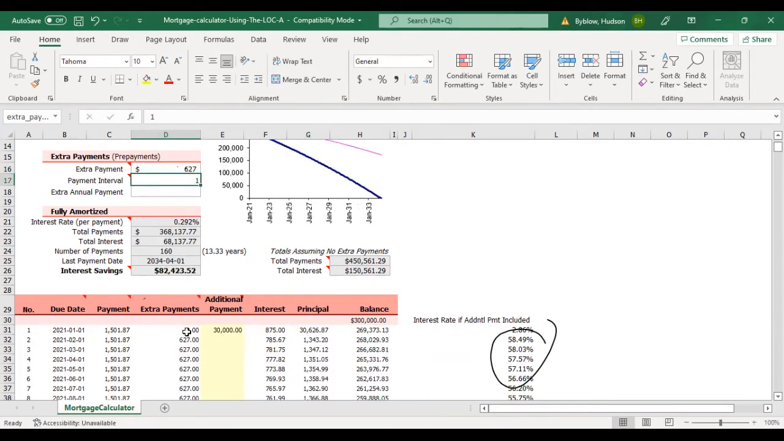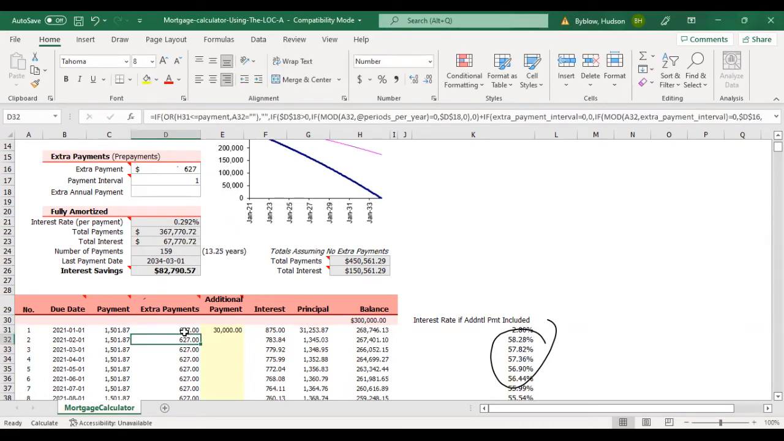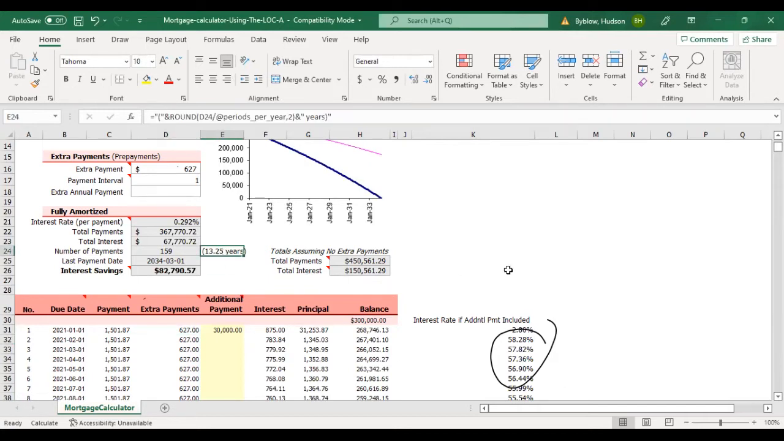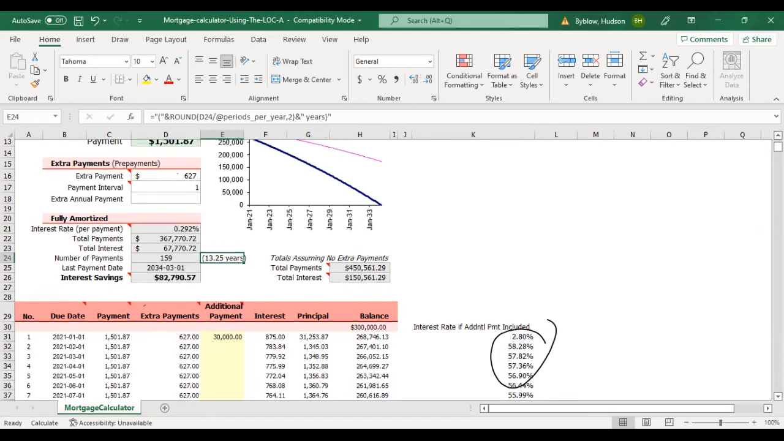So our extra payments are 627. It seems to start on the second line. I'm just going to correct that right now. Okay, there it is. Again, we see our mortgage, instead of being 25 years down, is now down to 13 years, just on that alone.